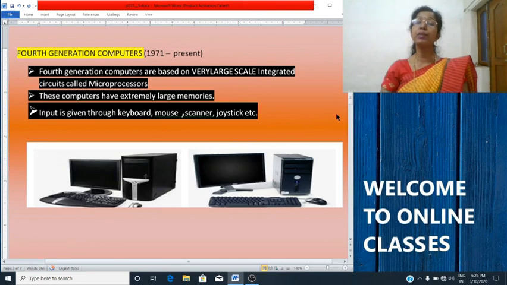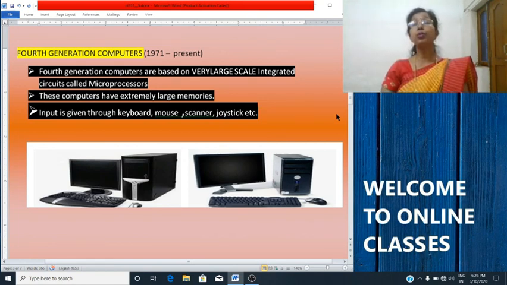These computers have extremely large memories. Computers can be linked together so that they can share storage capacity, information, space, etc. So these generation computers can be connected to the network and share the resources. The use of microprocessors resulted in a decreased size and increased efficiency. Computers have become small in size and more efficient.